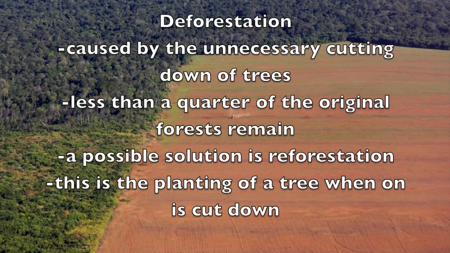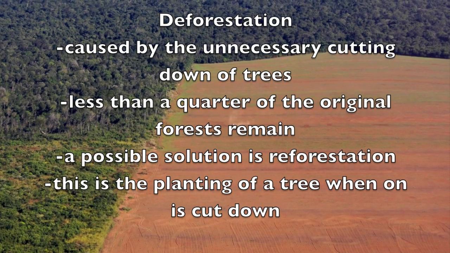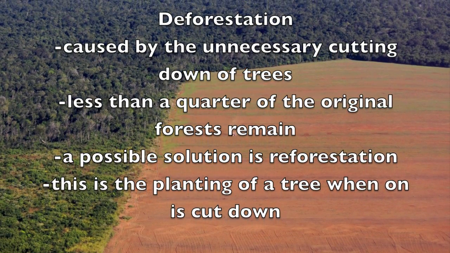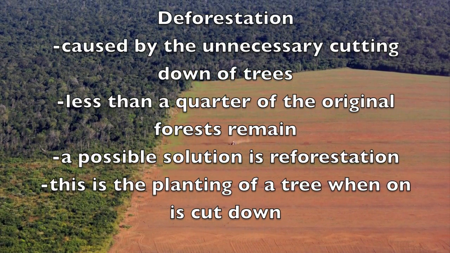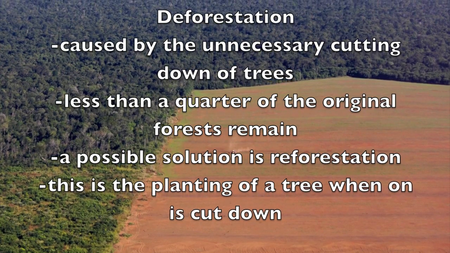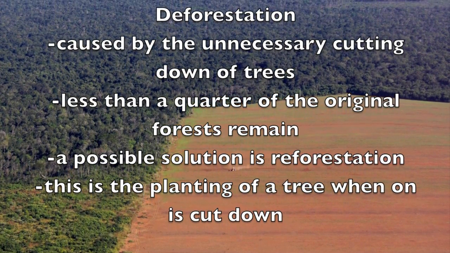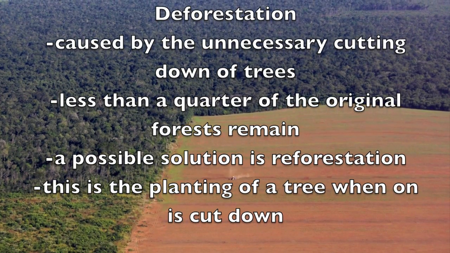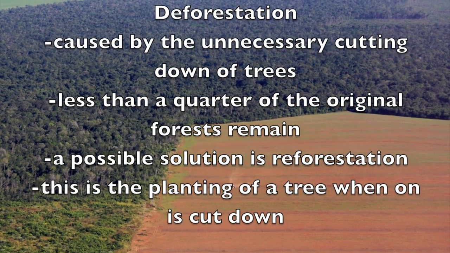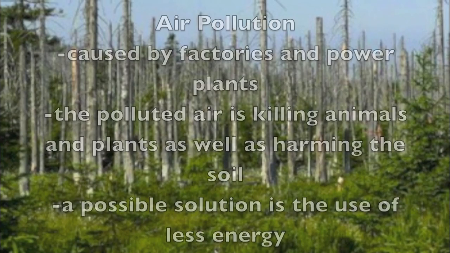One of the biggest destructors of these forests is deforestation. Humans are cutting down trees for wood and to make room for agriculture and construction. Currently, there is about 1/4 of the original forest left. One possible solution is reforestation, or the planting of a tree when one is cut down.